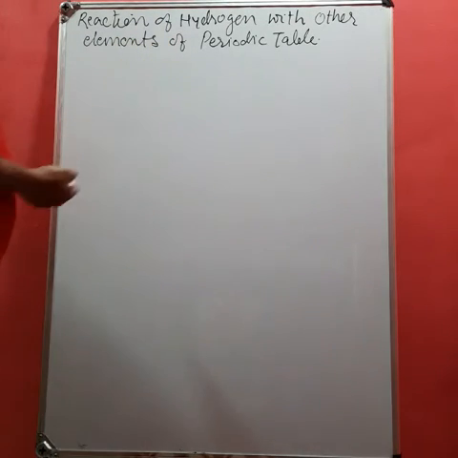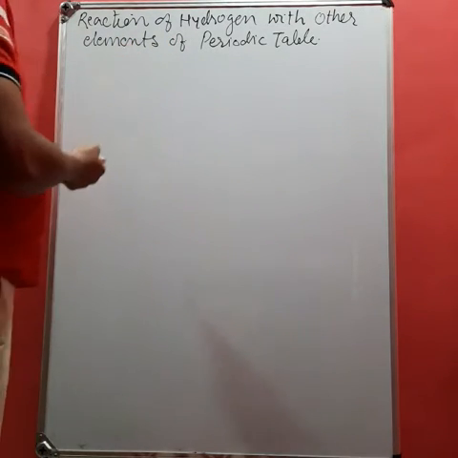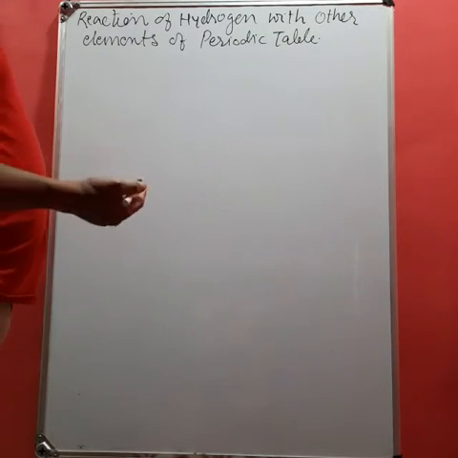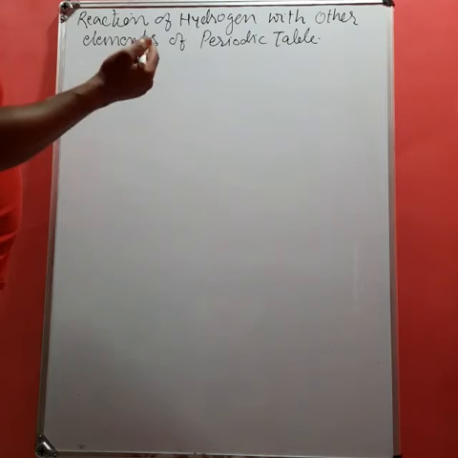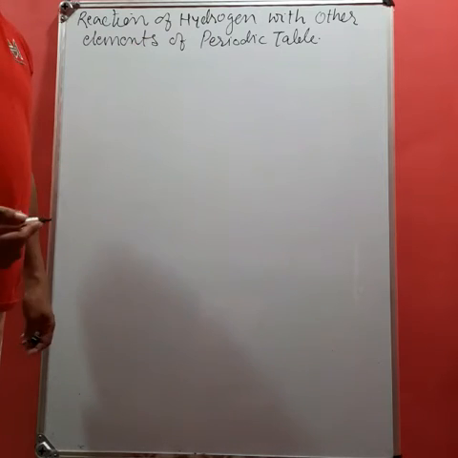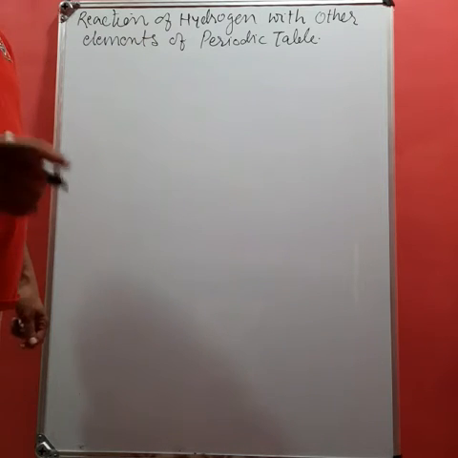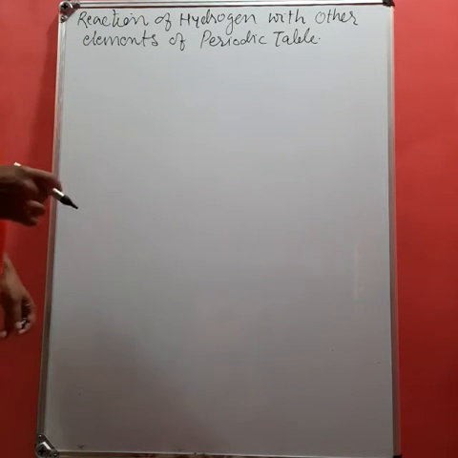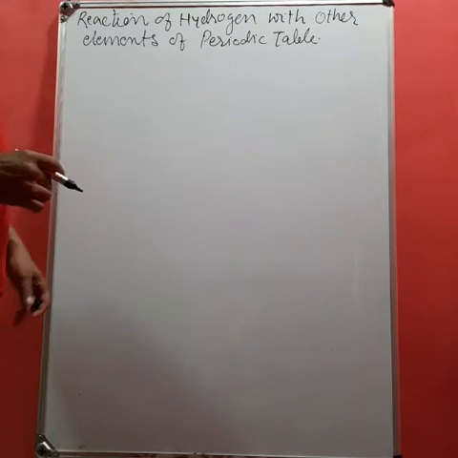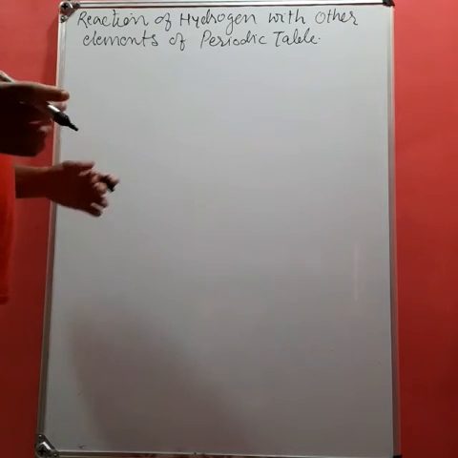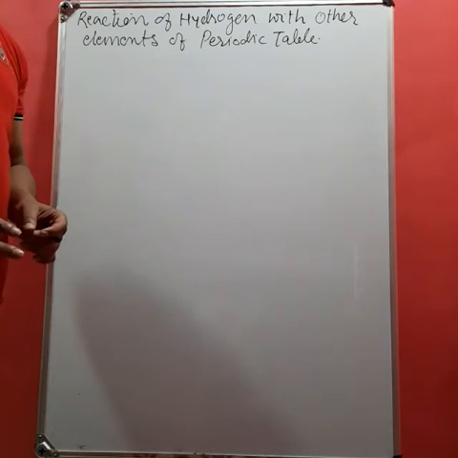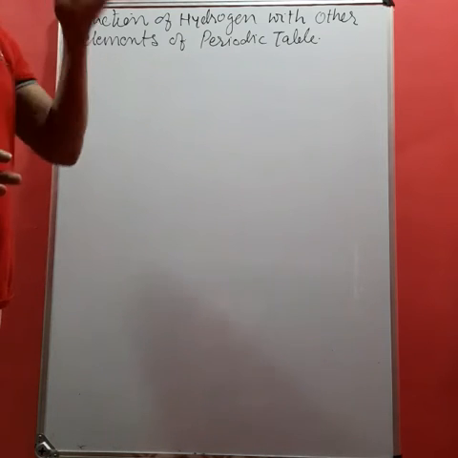Yes, student. Now the next one is reactions of hydrogen with other elements of the periodic table. Okay, student, you know that hydrogen is smallest in atomic size and covalent radius, isn't it? Also, it is highly reactive. This is due to the presence of only one electron in its valence shell.